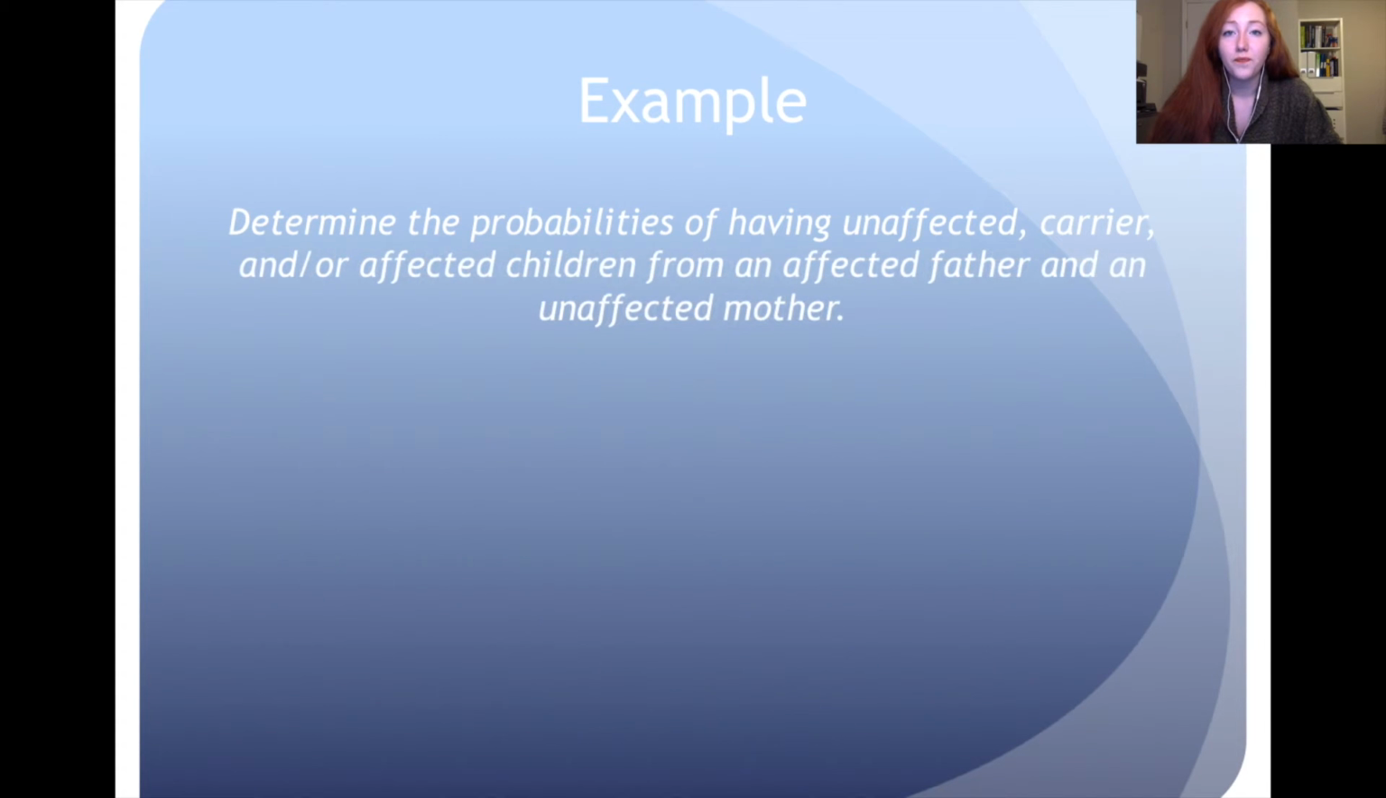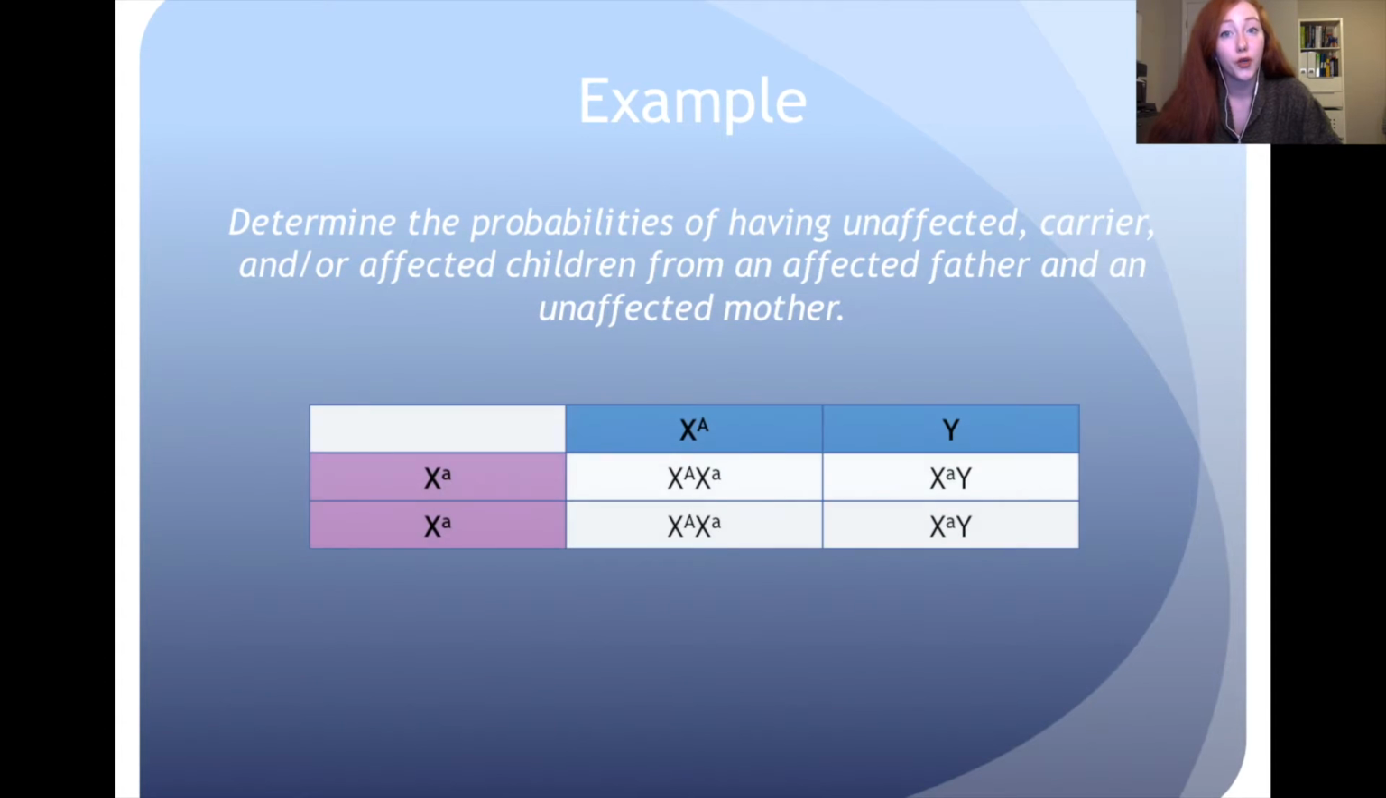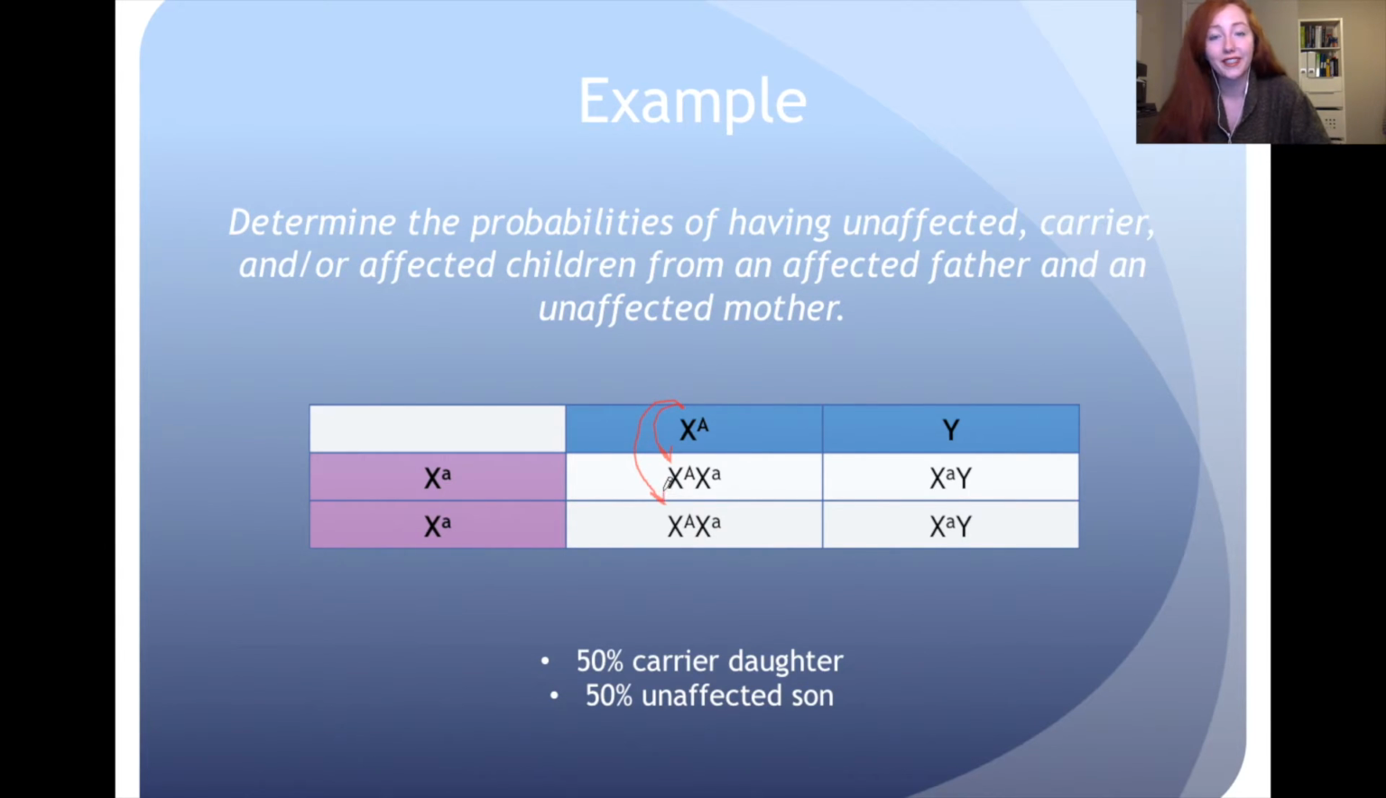In the next example, we're crossing an affected father with an unaffected mother. Note that if the father is affected, automatically, if he has a daughter with a woman, she will be a carrier. This is because the father donates his one X chromosome to his daughter, and in this case, the only one he has to donate is an affected X chromosome. So we can see here that there's a 50% chance of having a carrier daughter and a 50% chance of having an unaffected son who will accept his mother's normal unaffected X chromosome.